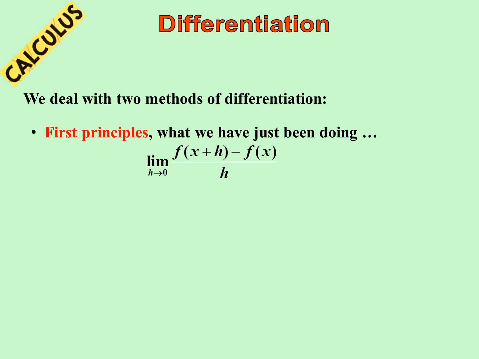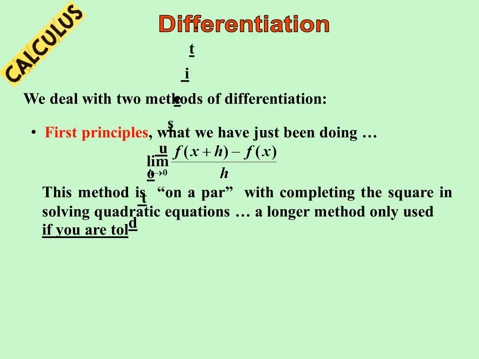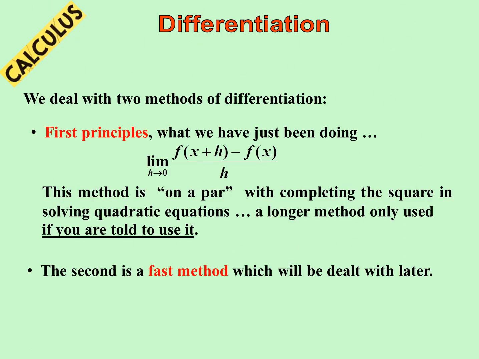Right, that's first principles, where we found the limit of f of x plus h minus f of x all over h. That's the same as completing the square. You only do it if you are told to use it. You don't complete the square unless you're told to do it that way. But if you're told to do it that way, then you must do it that way. Right, and the second method, much faster. We'll deal with it later.